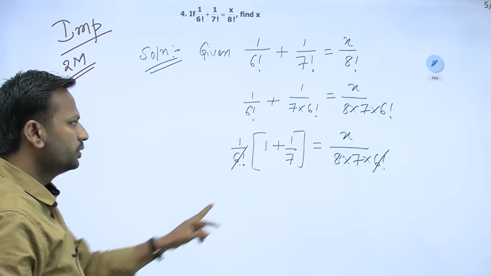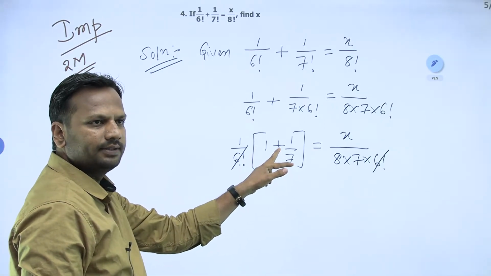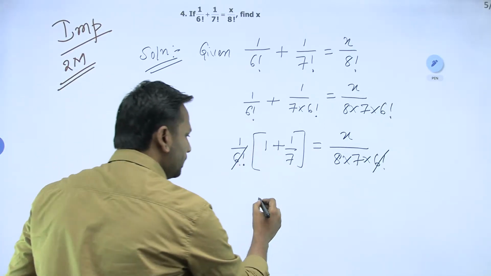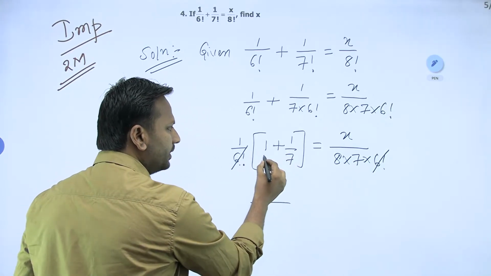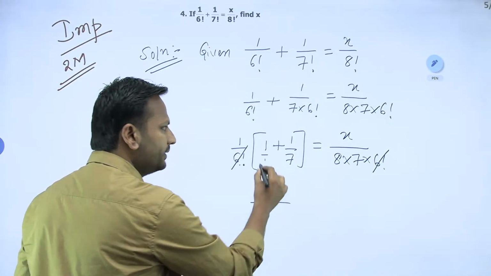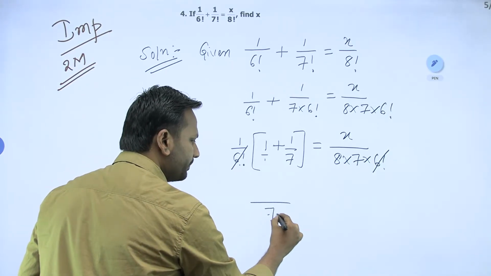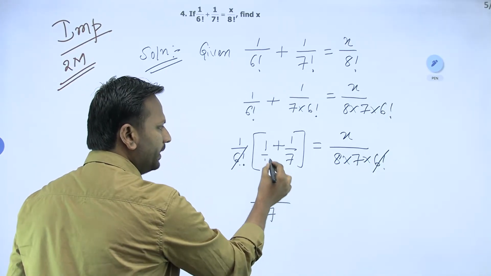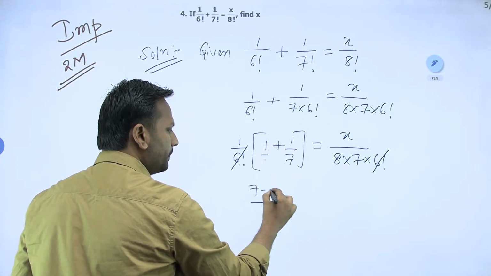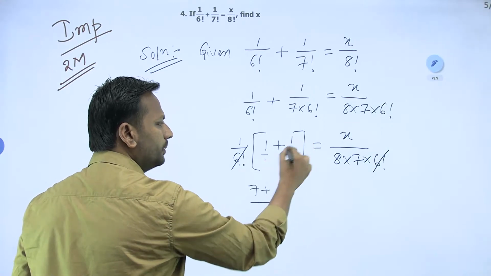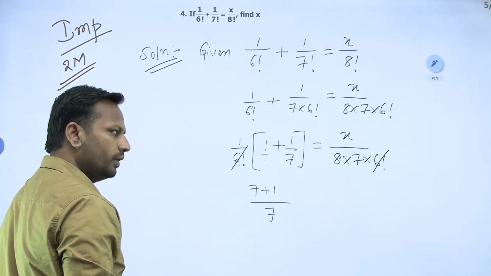Got it now? So here the bracket is there, the sum of two terms, right? Now let me take the LCM in this bracket. Take the LCM, students. Here nothing but 1. Yes or no? Take the LCM. 1 7 is 7, right? So now cross multiply here. 1 7 is 7 plus 7, 1 is. So multiply 1 there. 1 into 1 is 1 again.